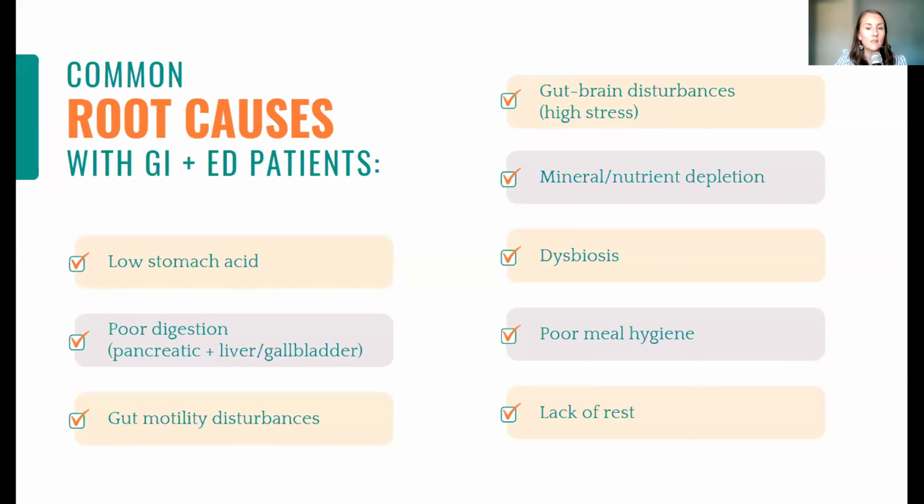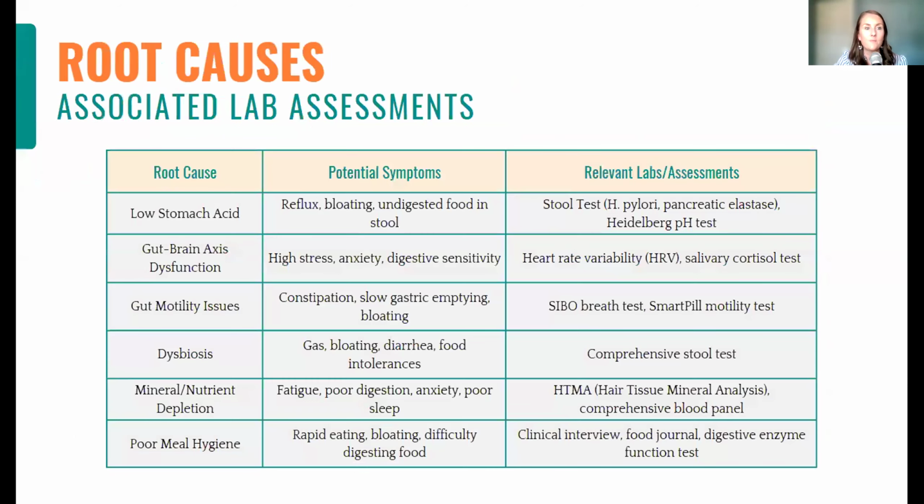And then lack of rest. When you're constantly on the go and there's no rest and digest, maybe somebody's not sleeping enough, or maybe they just kind of have that go, go, go personality. The body digests when it's in rest and digest. So, here are some of the root causes and some of the potential symptoms, as well as maybe some relevant labs or assessments that you could consider.